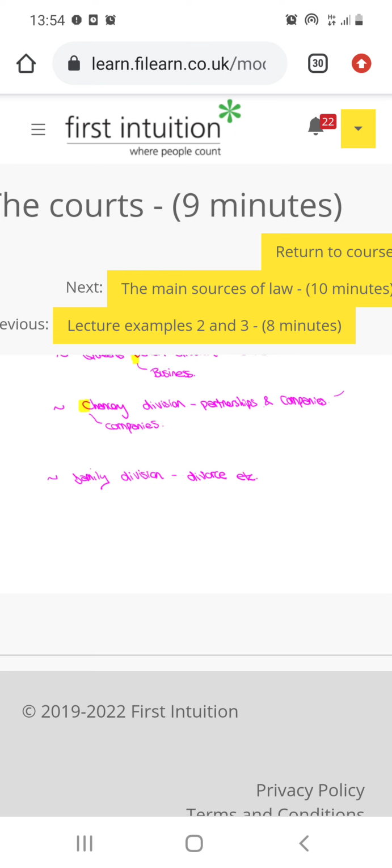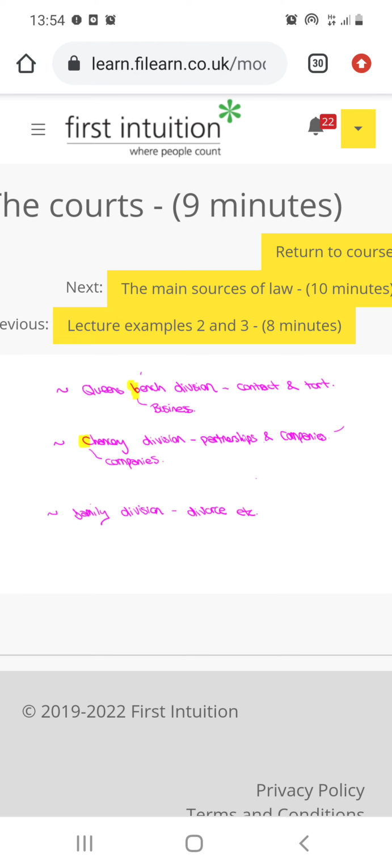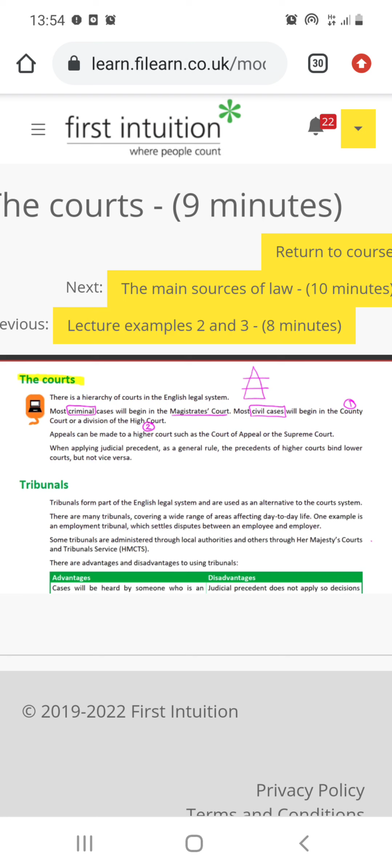So, as accountants, you are more likely to see things either being disputed in the Queen's Bench Division within the High Court or the Chancery Division regarding partnerships and companies. So we mentioned the idea of appeals and appeals going to a particular division of the High Court if they're not satisfied within the county court. And we have a bit of information here in our notes regarding appeals.